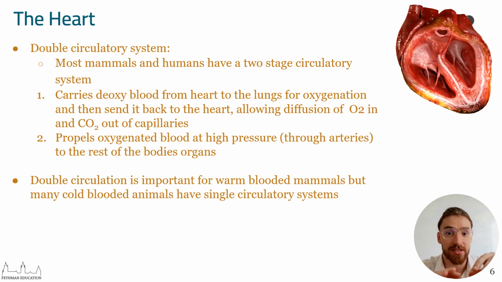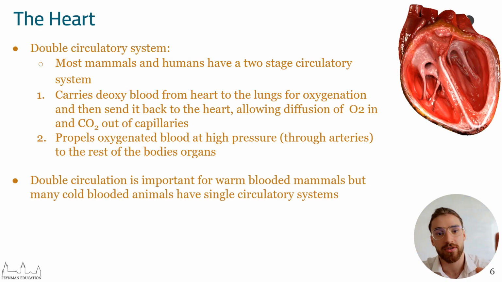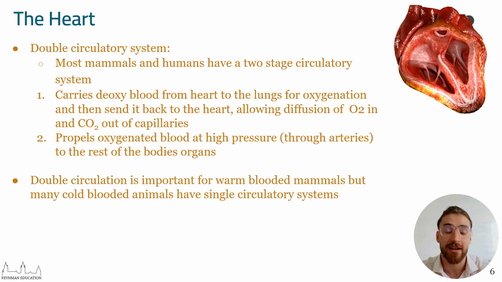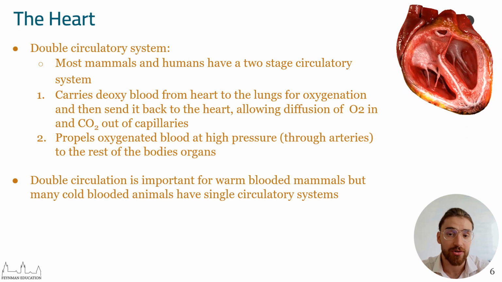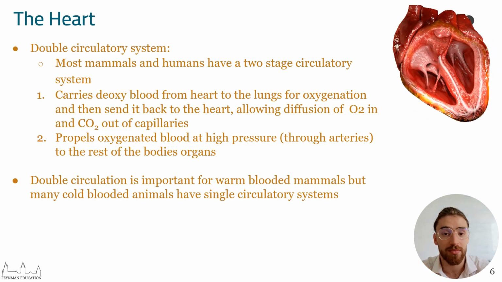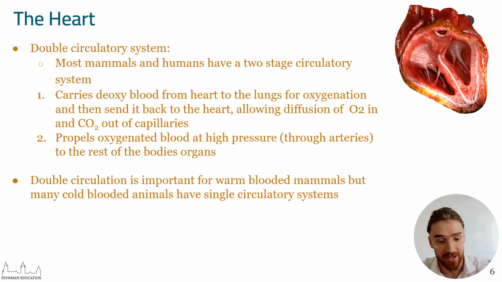That's the second time it's been in the heart. From that point, it's going to then be pumped to the rest of the body as oxygenated blood. So it's a double circulatory system. This double circulation is important for warm-blooded mammals as it's more efficient for energy production.